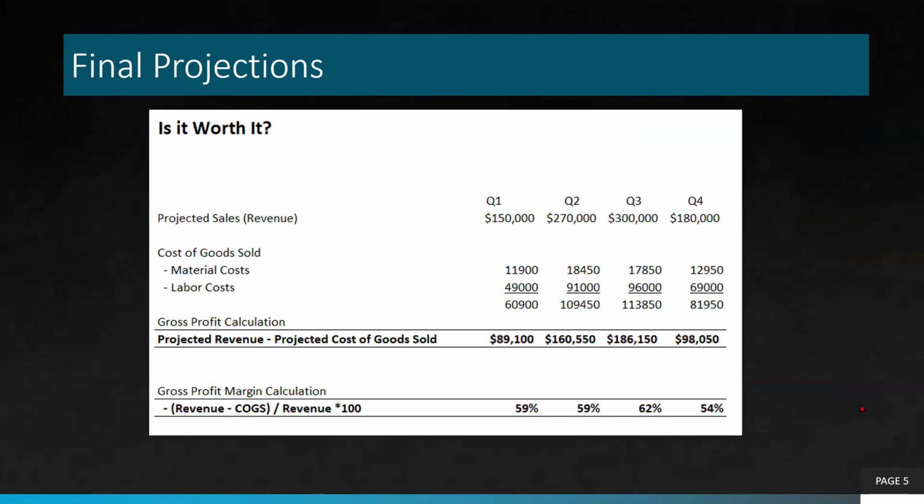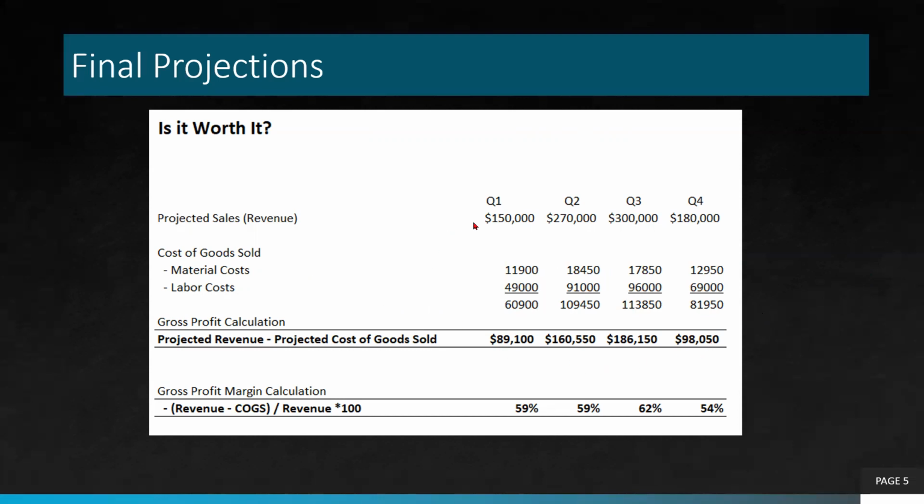So when we put that all together, is it all worth it, right? So here are our projected sales, and then we have our cost of goods sold. These are cost of goods sold because they are directly related to producing whatever it is that we are selling. So our material costs amounted to these amounts. Our labor costs amounted to these amounts. So our direct labor costs were in Q1 60,000, then 109,000, so forth and so on.